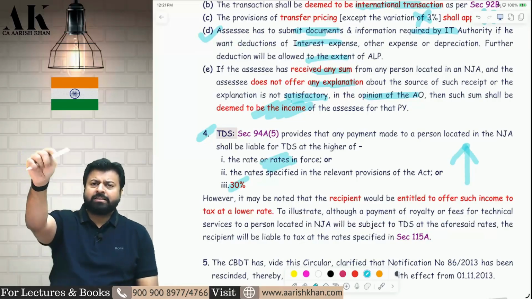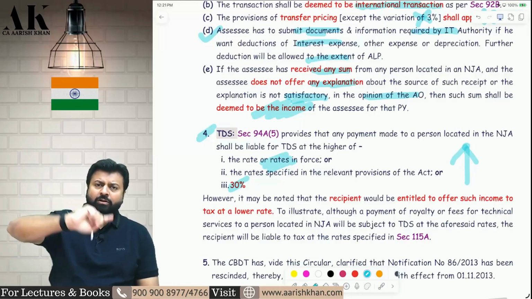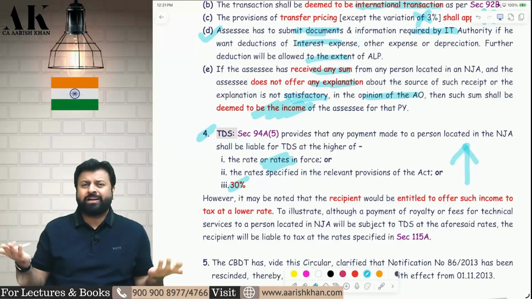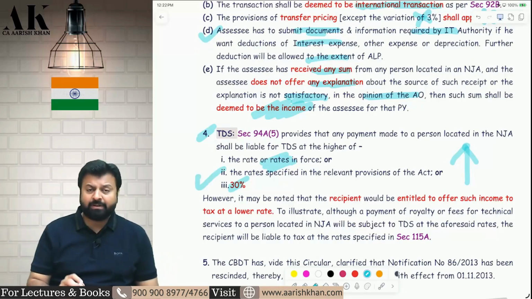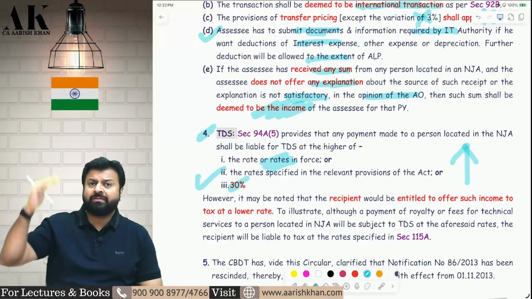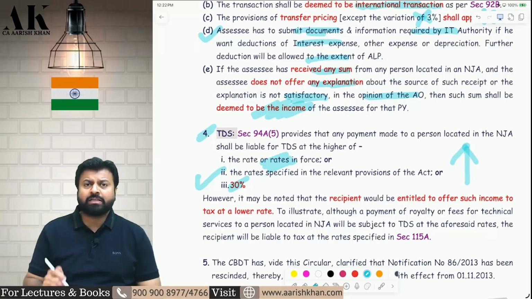Suppose you are entering into a transaction with a person located in an NJA and you are making some payment of royalty. By default, you should deduct TDS at 20% on royalty. But in this case, you will deduct TDS at 30% plus surcharge if applicable and cess. The actual rate or 30%, whichever is higher, if you enter into a transaction with a person located in an NJA.